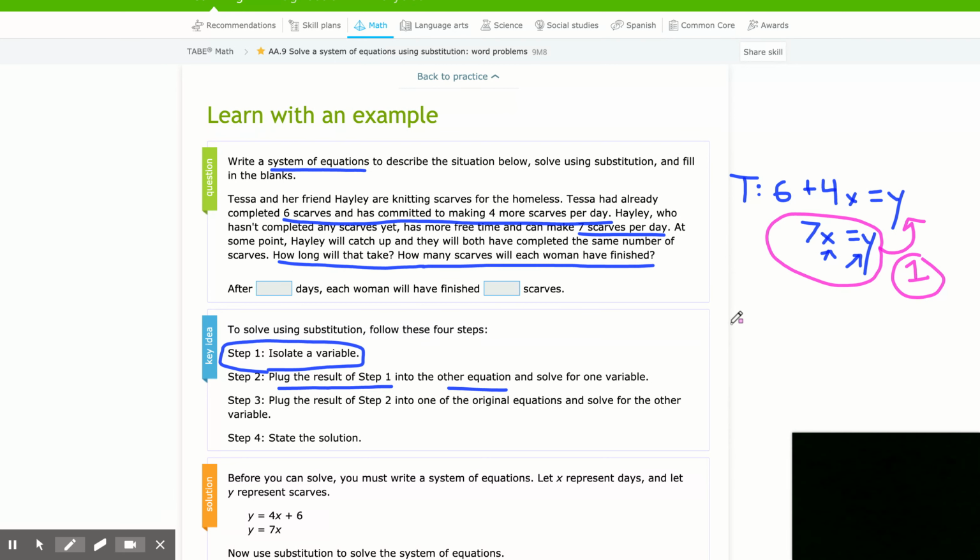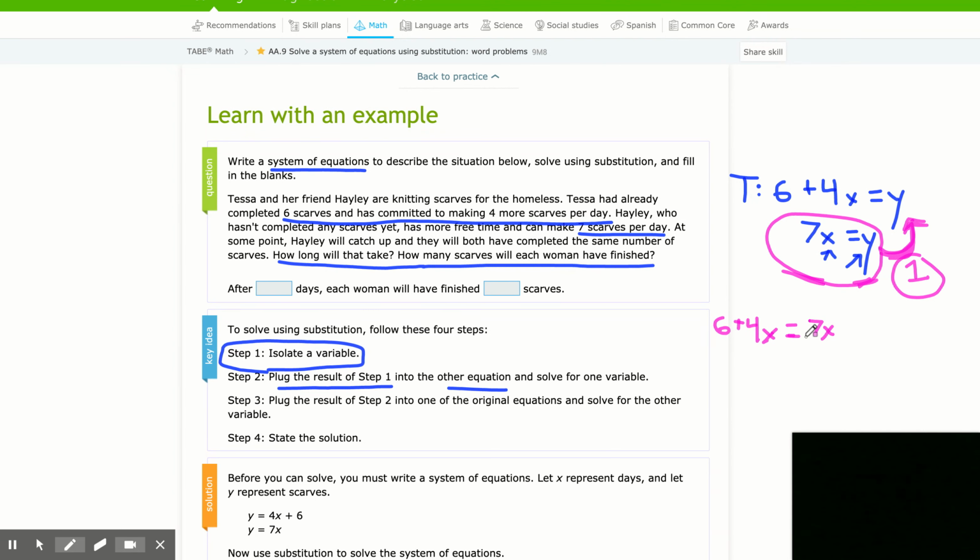By doing that, it'll be 6 plus 4x equals, because this y right here equals 7x, I replace this y over here. All right, and I'm going to put it over here for the y over here. I'm going to put 7x instead. All right, and then I just solve for x.